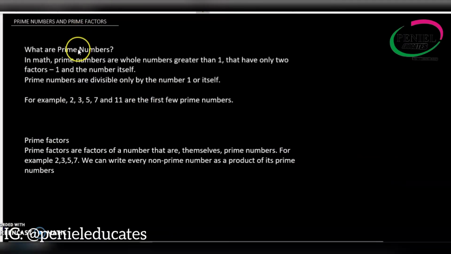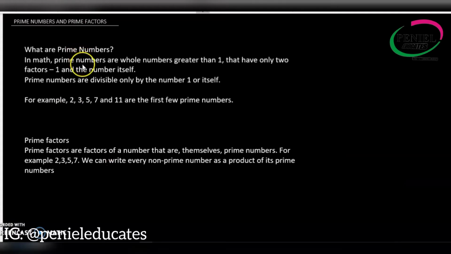All right, so let us look at prime numbers. Prime numbers are whole numbers greater than 1, and they have two factors only. Prime numbers can only be divided by 1 and the number itself. So prime numbers are divisible only by the number 1 or itself.